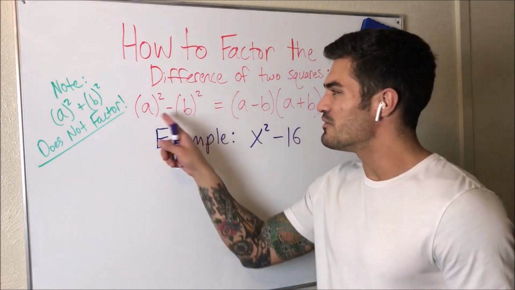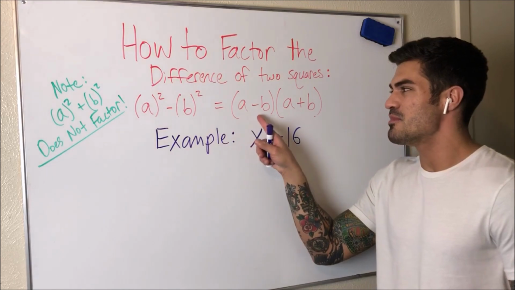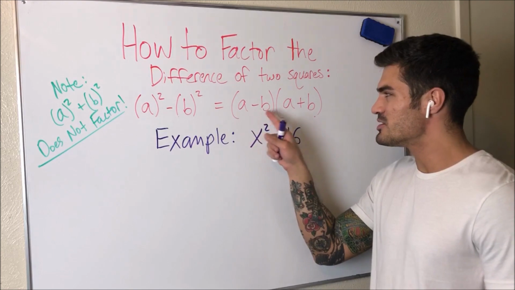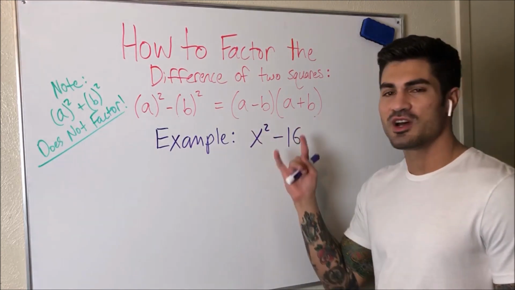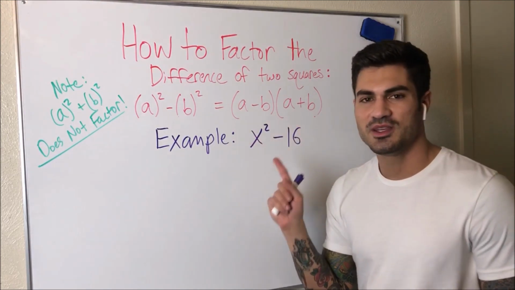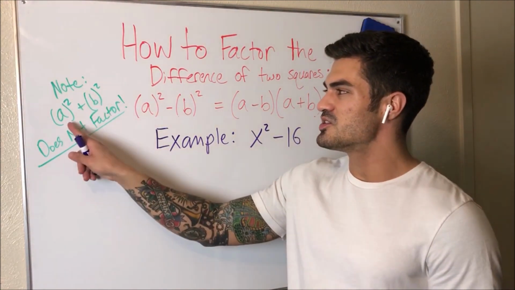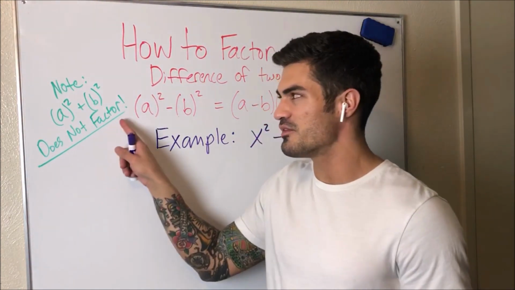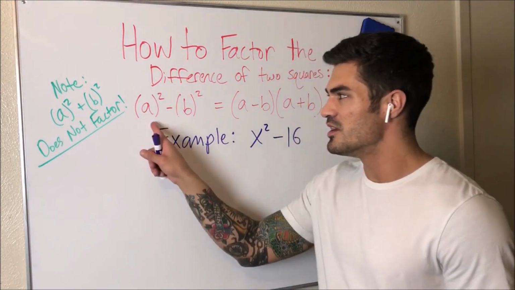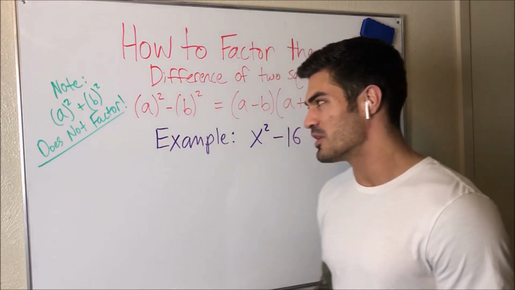So if we have a binomial that fits this general form, then we can rewrite it as a minus b times a plus b. And this is multiplication, a minus b times a plus b, so the order does not matter. So you could flip these and write a plus b times a minus b, and that is the same thing. That's perfectly okay. So let's just quickly note that the sum of two squares does not factor. Don't try to factor this, only the difference of two squares factors. So we need something squared, and a minus between them, and we can factor it.